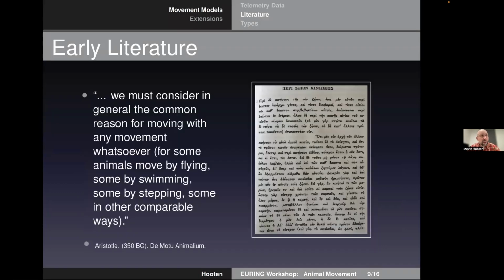Even though I said in the modern era, this concept of animal movement and trying to understand how it works is old. It's really old, right? This is Aristotle talking about it thousands of years ago, and we're still talking about it today and trying to understand how to do things with these data.